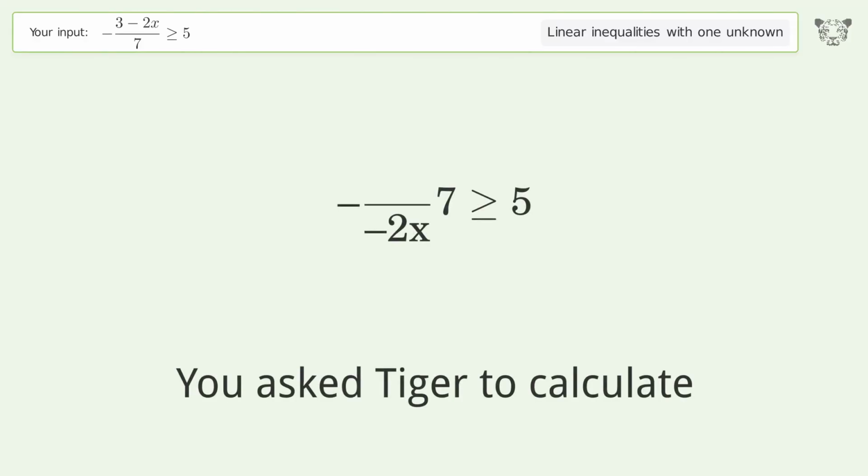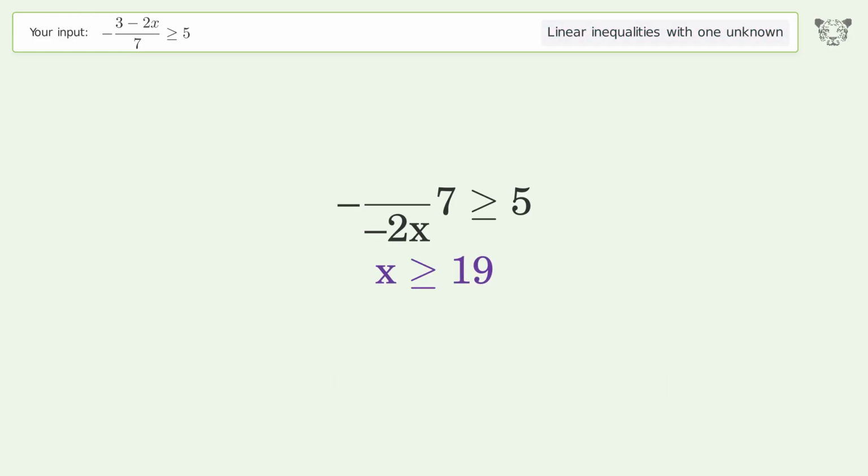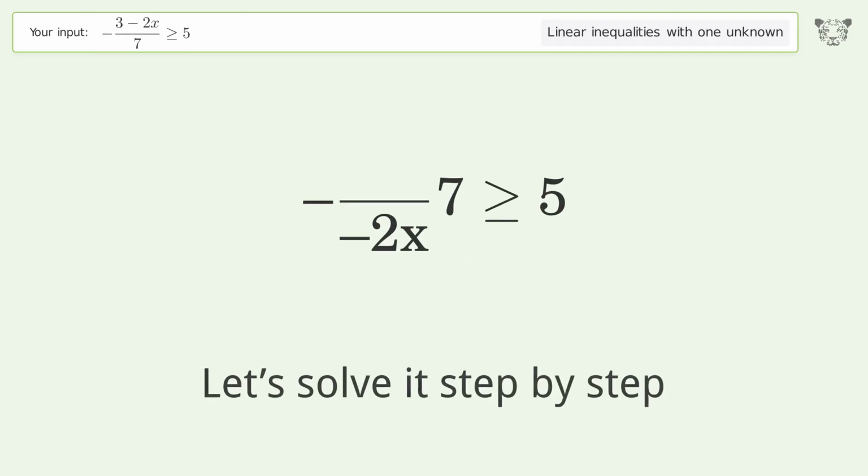You ask Tiger to calculate. This deals with linear inequalities with one unknown. The final result is x equal or greater than 19. Let's solve it step by step.